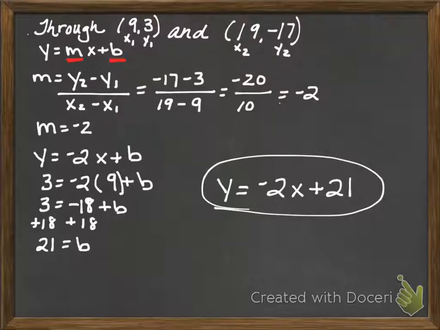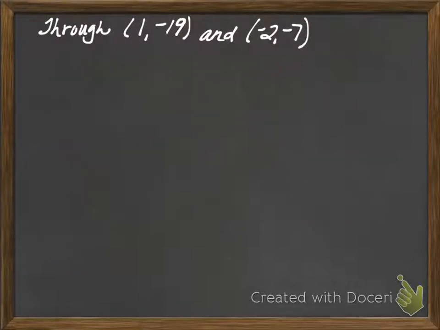All right, I'm going to have you do this last one on your own. You're given the coordinates of 1 and negative 19 and negative 2, negative 7. Again, just like we did, you're going to have to find your slope using the slope formula. Use that to find your y-intercept in order to put it all into slope-intercept form. So go ahead, pause the video now, work through it, and then check your answer.